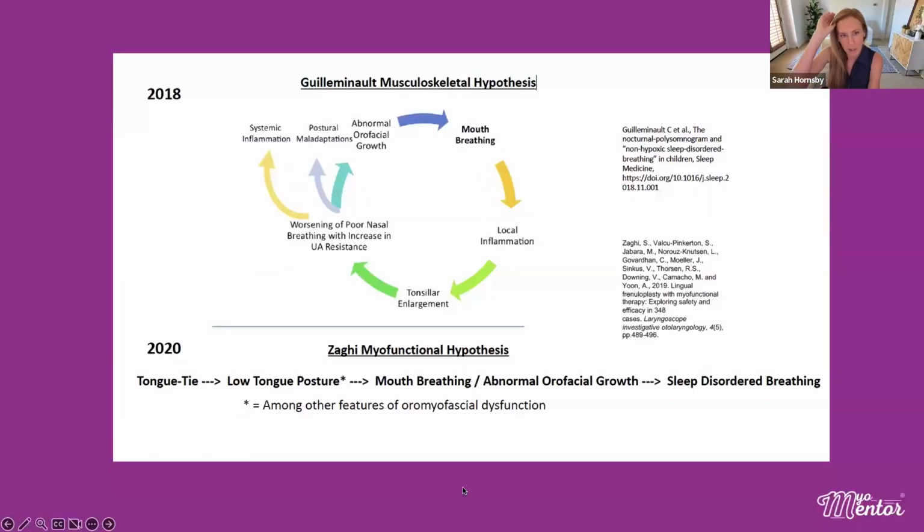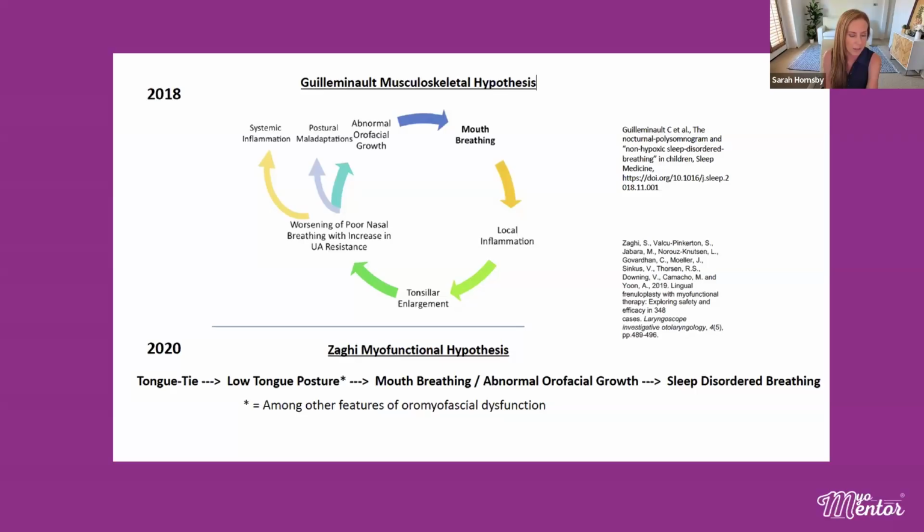And there is this, I pulled this, it's from a 2018 study talking about this hypothesis that mouth breathing leads to local inflammation, that leads to enlarged tonsils, and that leads to systemic inflammation and abnormal orofacial growth. And so it's kind of this vicious cycle that we get stuck in. And a lot of people think that it's the tonsils that cause mouth breathing. But what this is showing is it's actually the opposite. The mouth breathing leads to that inflammation and leads to the tonsils getting enlarged.